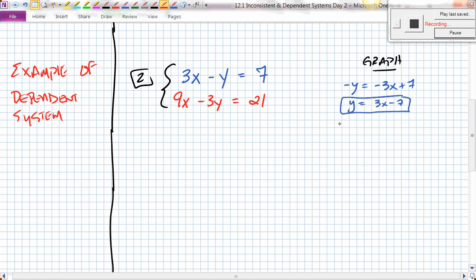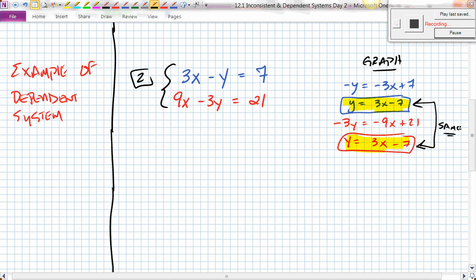And then the red one here, I'd have negative 3y equals negative 9x plus 21. So y would be 3x, hey, minus 7. So what do we notice here? They have the same slope just like last time, but what else do they have that's the same? Yeah, in fact, those are exactly the same. So there's your first clue that these lines are just multiples of each other, right?